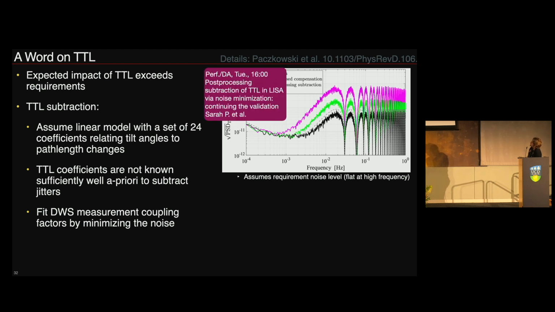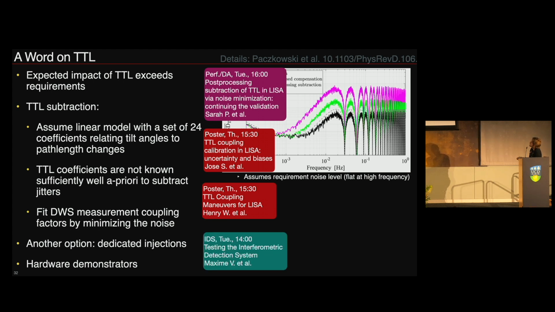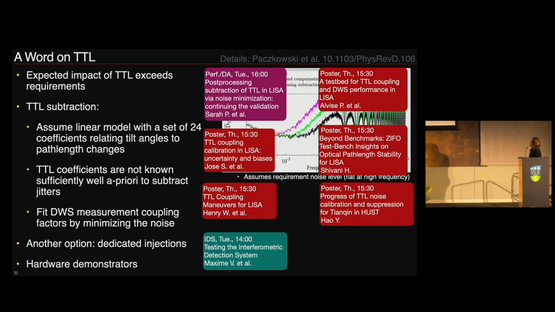And there are also a number of presentations related to that by Sarah and by Jose, on how well this works. And another option to minimize the noise that's there anyway, again similar to TDI ranging, is to purposefully inject signals to characterize it. And there's a poster related to this approach. And since it's such a relevant noise source, as you can see, there has been a number of experiments trying to characterize this in hardware demonstrators. There's one talk again this afternoon. And a number of posters related to that.